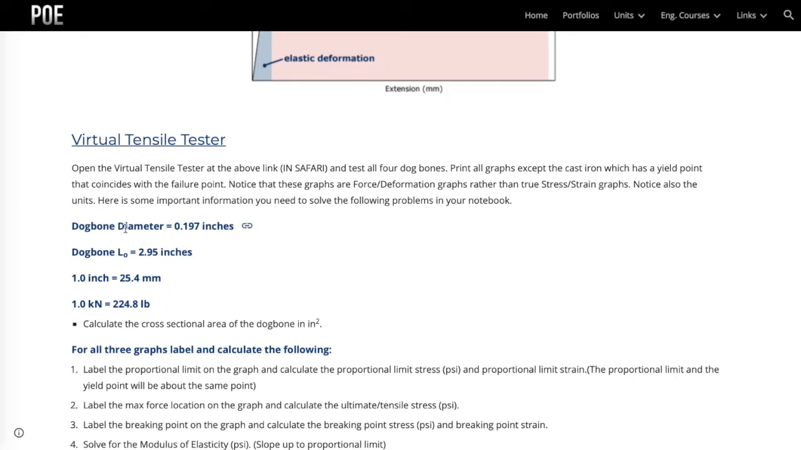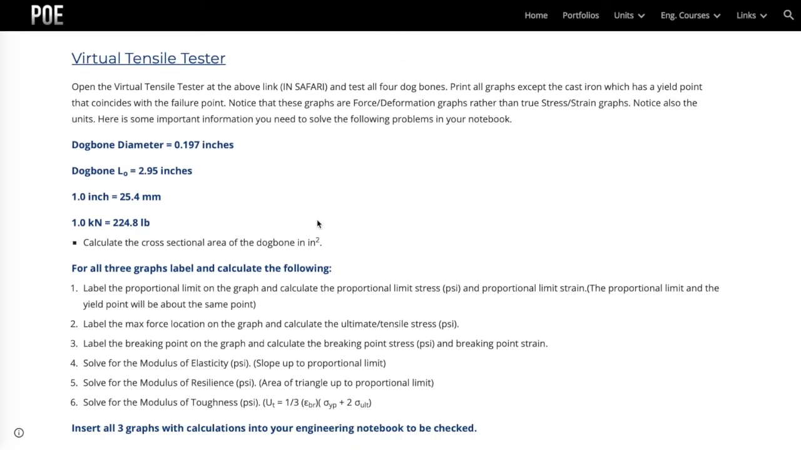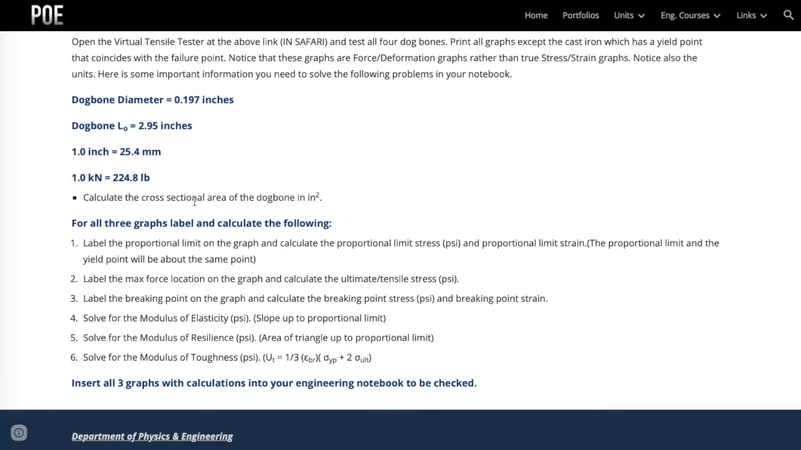Okay, here's some important information that you need to have. The dog bone diameter, not the radius, is 0.197 inches. The dog bone initial length is 2.95 inches, just a little less than 3. We're going to be using those. Here are some conversion factors. 1 inch is 25.4 millimeters. 1 kilonewton is 224.8 pounds. The first thing we want to do is calculate the cross-sectional area of the dog bone in square inches.